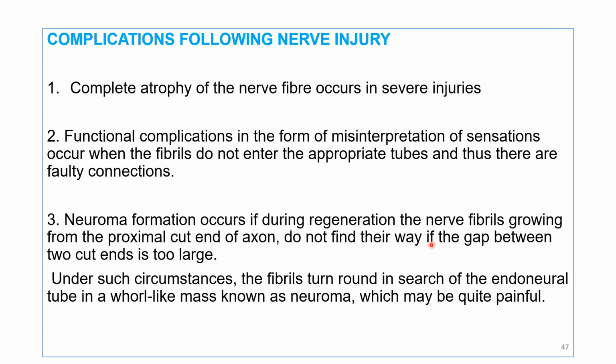And if the Schwann cells are also not forming the Bungner bands, then what happens? They cannot find the way. These fibrils will turn around in search of the endoneural tube, and they will form a whorl-like mass. That mass is called neuroma, and this is a quite painful condition.